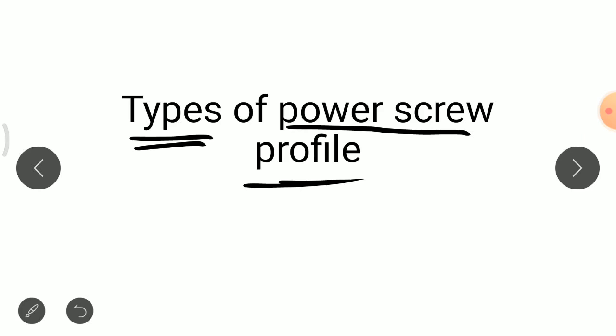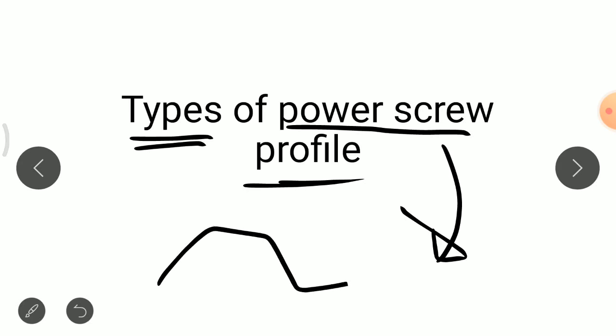In the previous lecture we discussed the introduction to power screws, and now we are going to discuss their types and profiles. These power screws are also used for fastening purposes, and the same profiles are used there. So this point is important from the power screw point of view and also from the fastening design point of view. Now we will start with the profiles. There are different types of threads and their profiles.